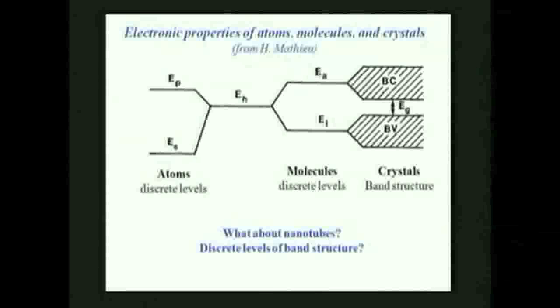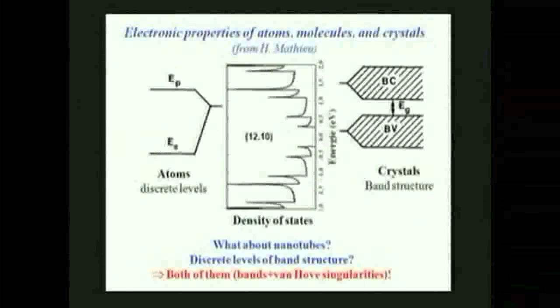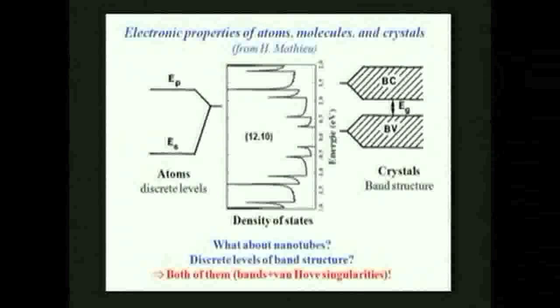So what about nanotubes? Discrete levels or band structure? And the answer is that the electronic properties of nanotubes do display both discrete levels and band structure, because nanotubes look both like molecules and crystals. So nanotubes can be seen by chemists like molecules. They can be seen by physicists as crystals.